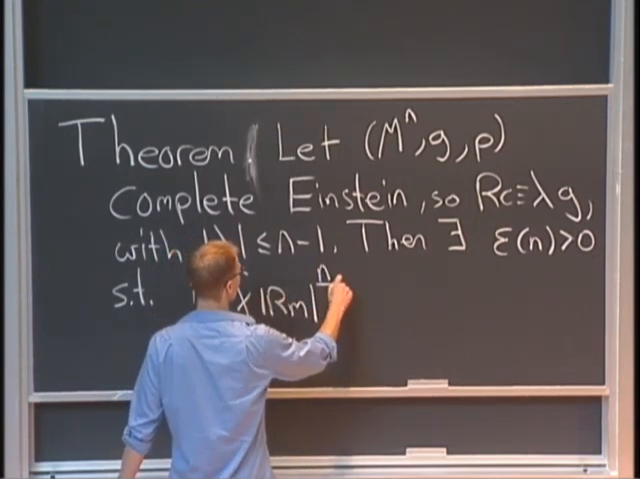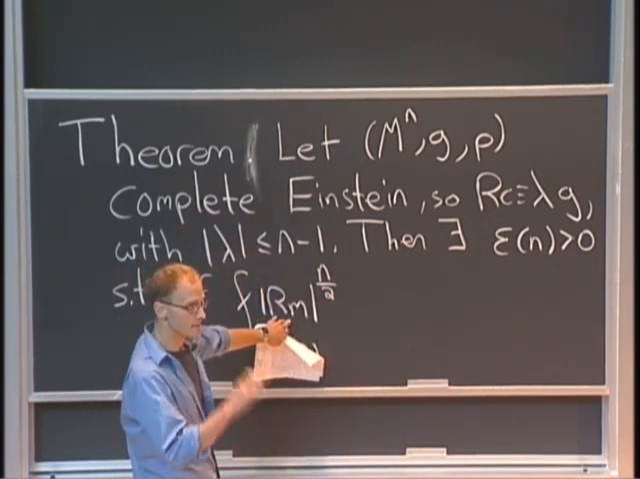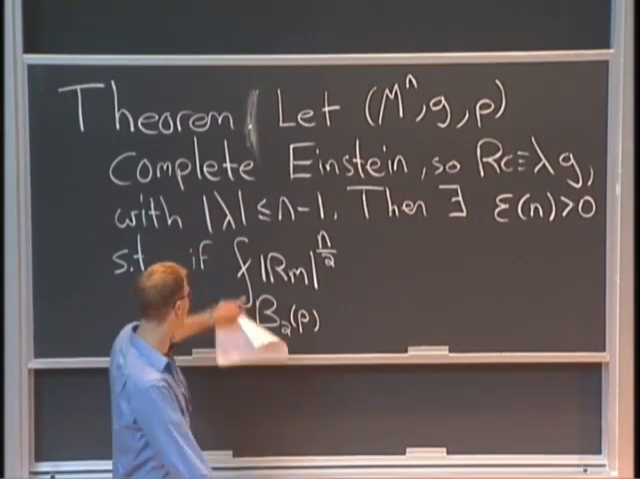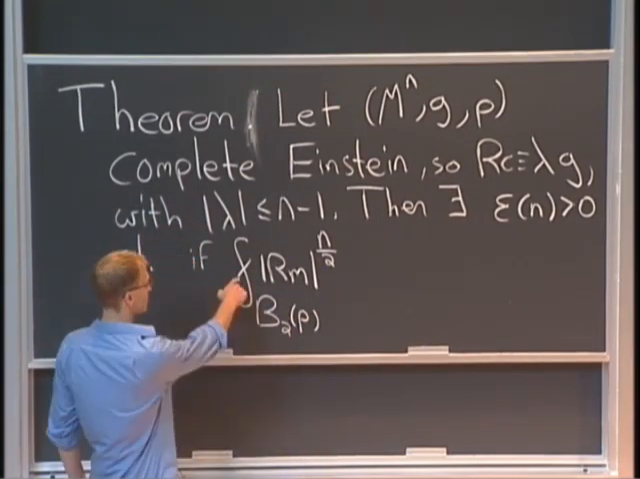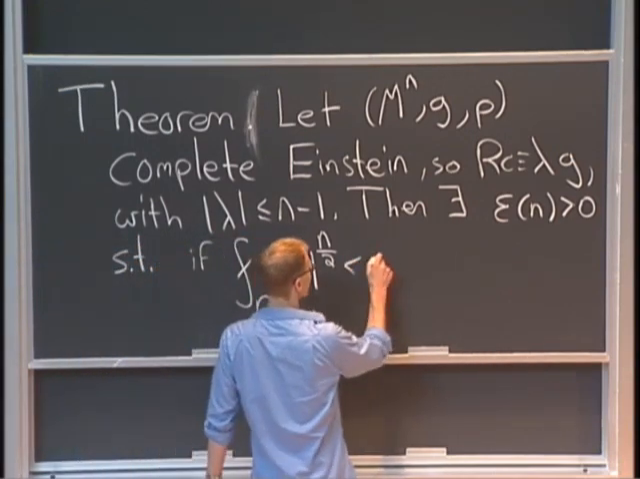of the n over 2 norm of the curvature. So we look at the full curvature operator, we look at its absolute value, its norm, and we look at its L^(n/2) norm, the average of it. So this is 1 over volume is what this sign here means. So we're integrating and dividing by volume. So its average is less than epsilon.